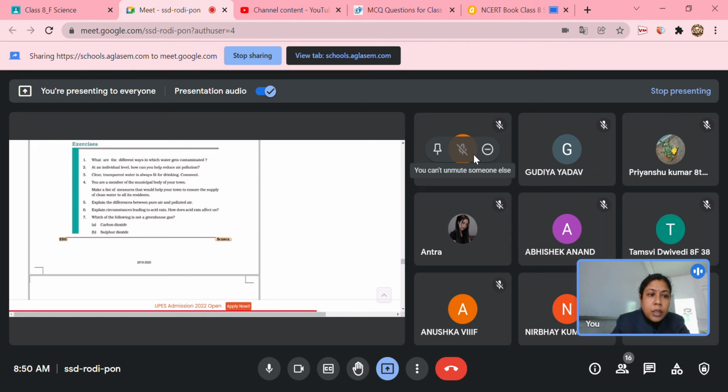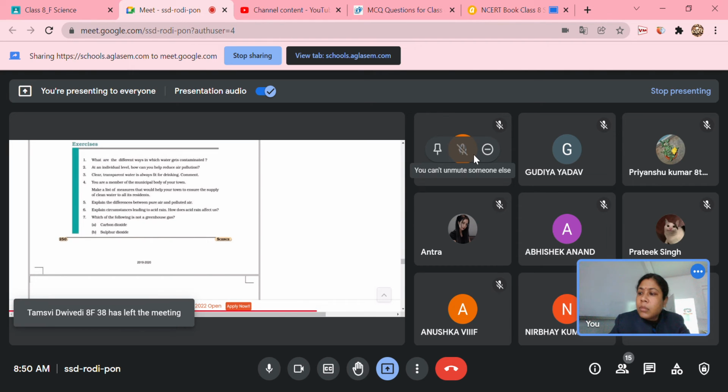Siddharth, Anushka, any other point? Priyanshu, how can you reduce air pollution? Anushka, are you there in the class? Yes, ma'am. Any other ways by which you can reduce pollution? As many as you're going to write in the answers. Okay, nothing, Anushka. These days you're preparing some other competitive exam? Anushka, you're not coming to the class.